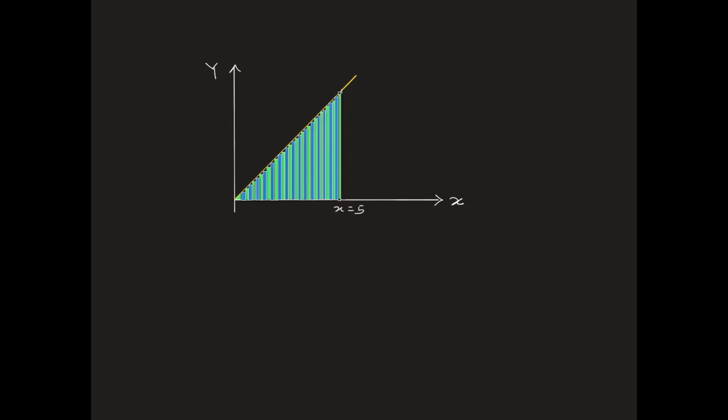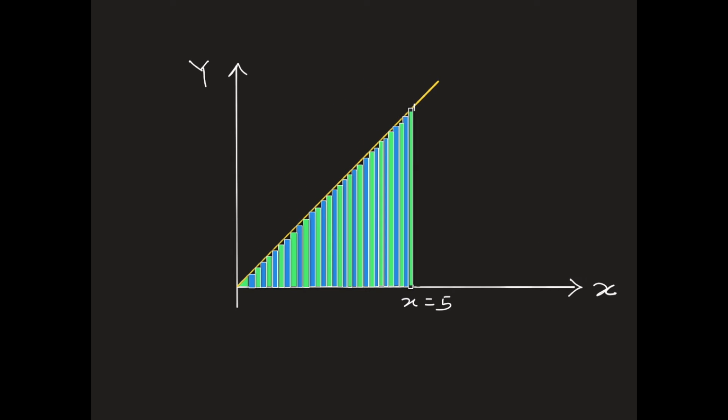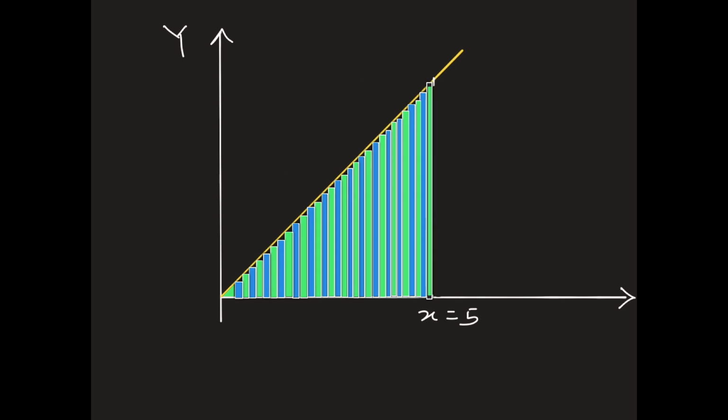Now let me enlarge the figure a bit so that you could understand what is happening here. So you see, I have distributed this entire area into blue and green stripes. Can you see the blue and green stripes? Of course you can see the blue and green stripes. These are your blue stripes and these are your green stripes.